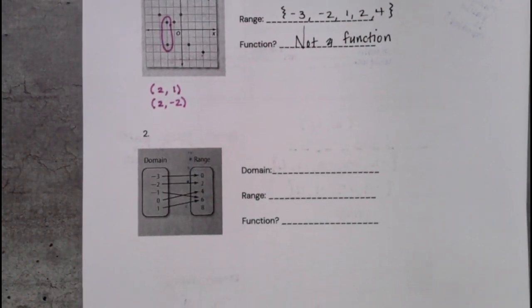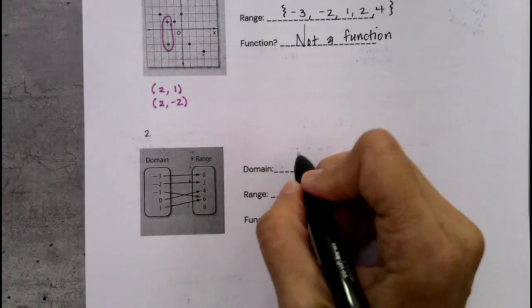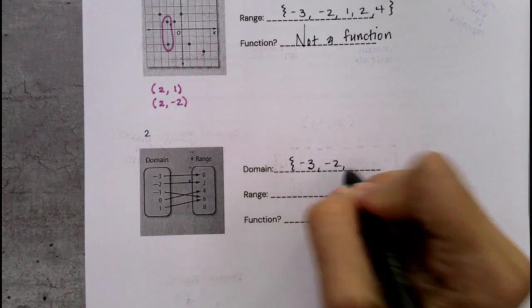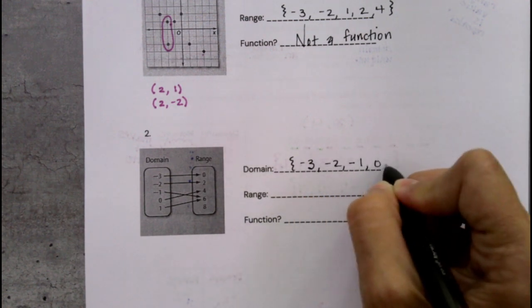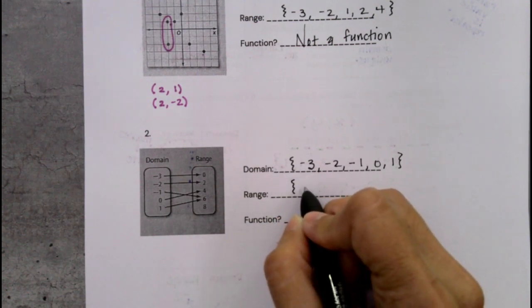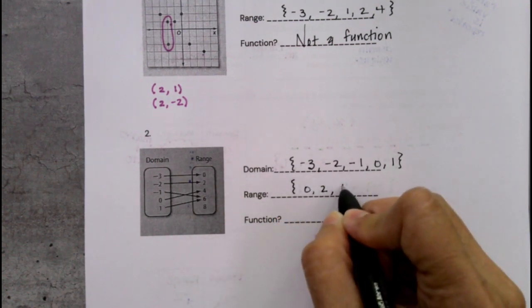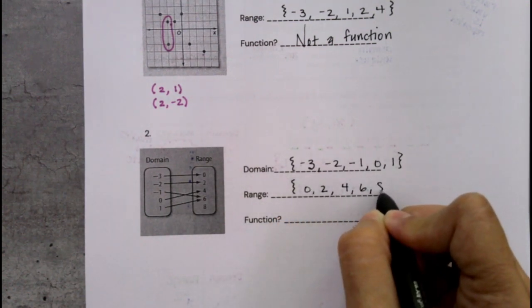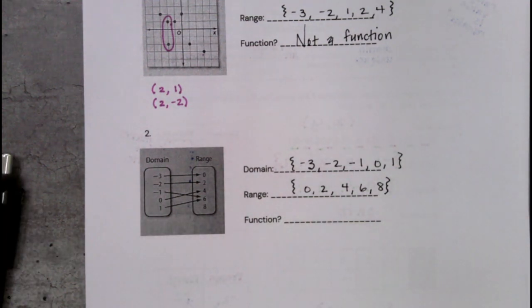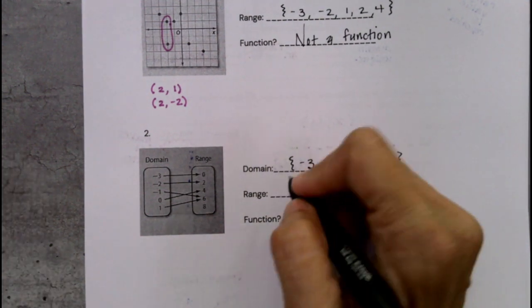Okay. Domain and range here. Our domain is -3, -2, -1, 0, 1. And our range is 0, 2, 4, 6, 8. Everybody got this part wrong. It's neither. It is not a function, and I will show you why.